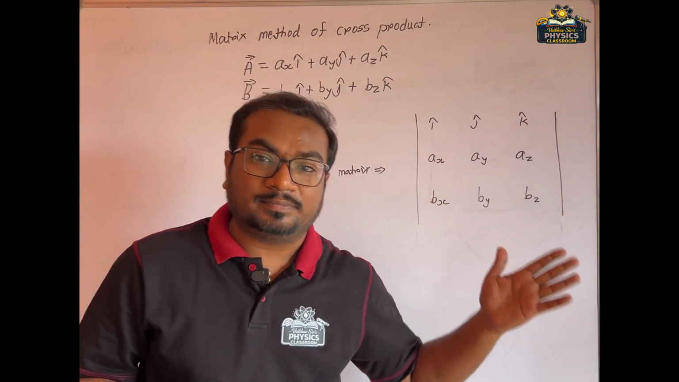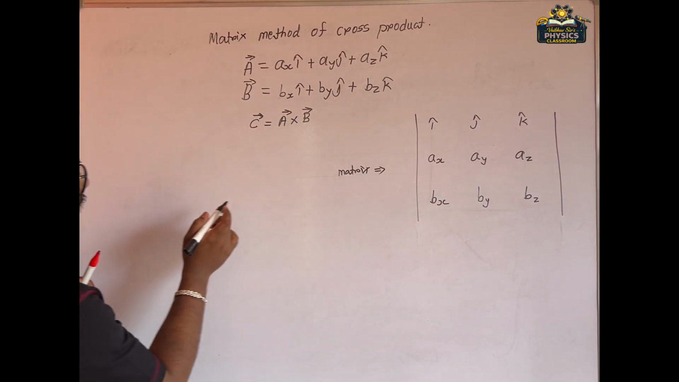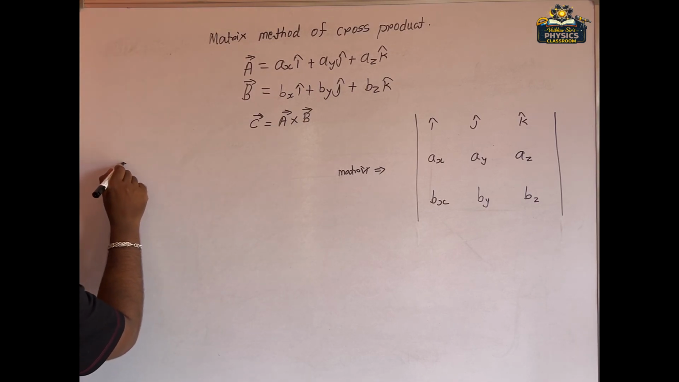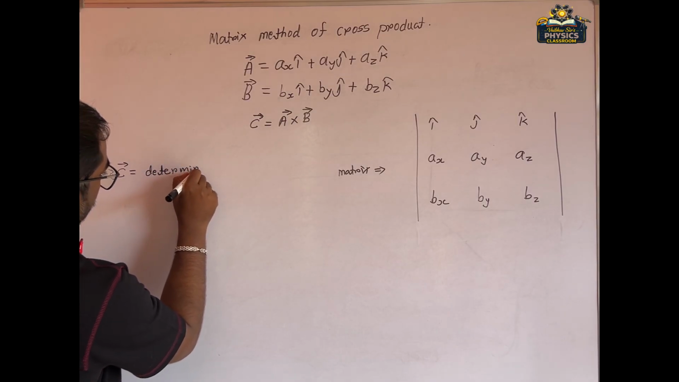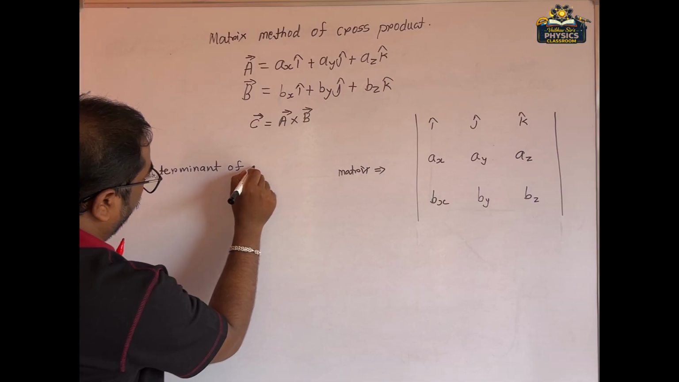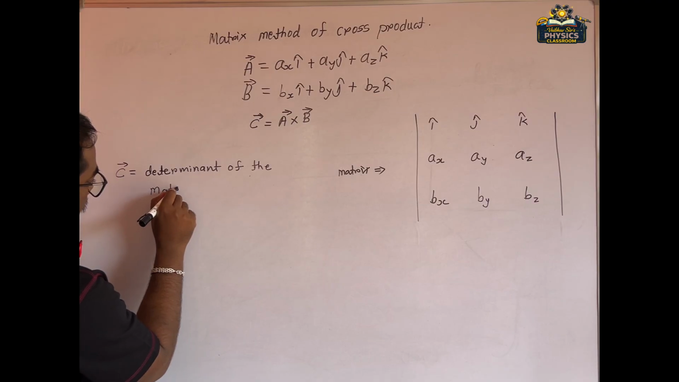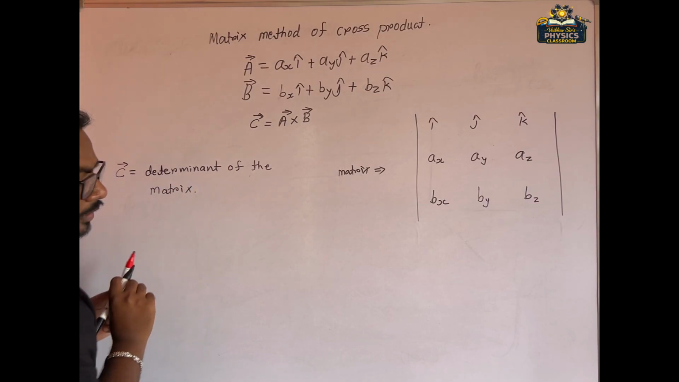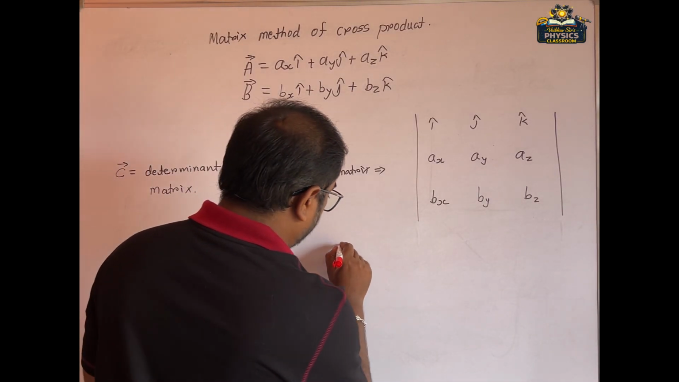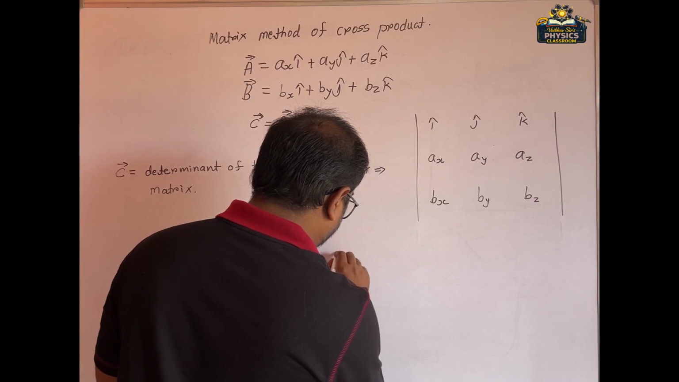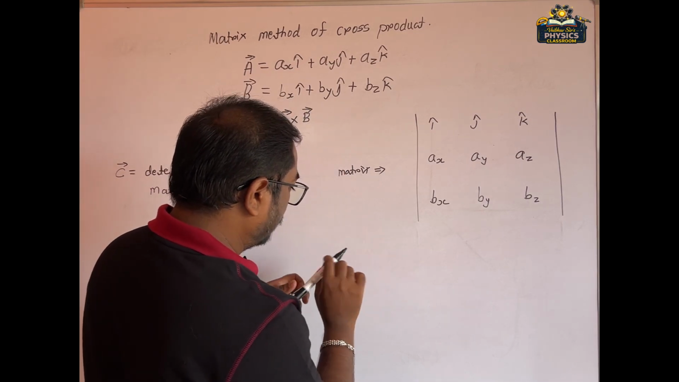This is called determinant. What will we call this? Determinant. Okay. See, the C vector is nothing but the determinant of the matrix. So how can we find the determinant of this matrix?